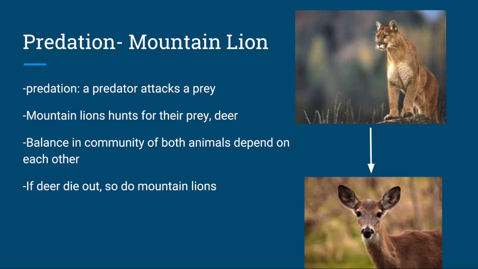Predation. In predation, a predator animal attacks its prey. In the temperate grasslands, the mountain lion hunts for its prey, the deer. There is a constant balance in the community of both animals because they depend on one another. If the deer dies out, the mountain lions will too, if this is their only food source.